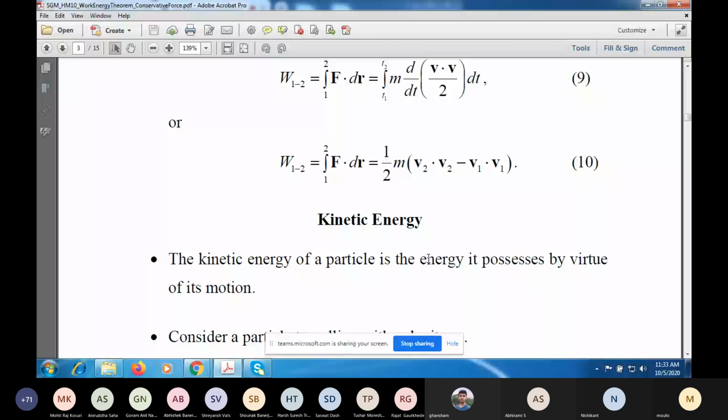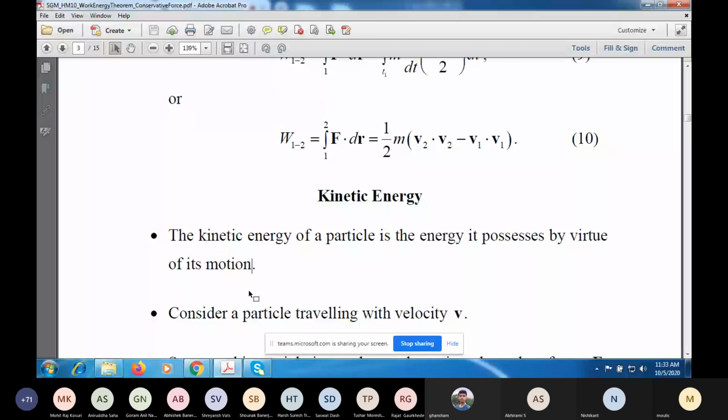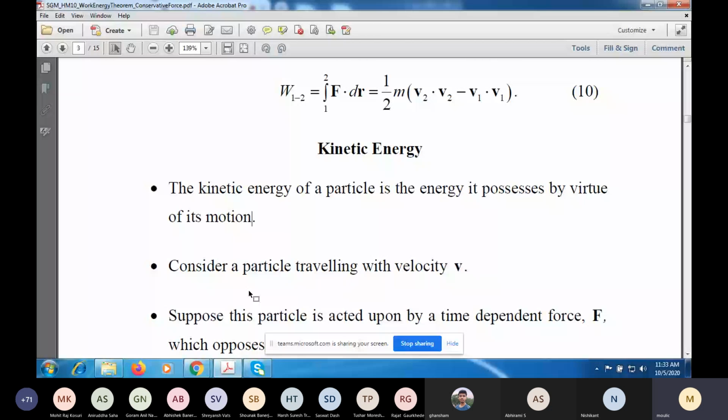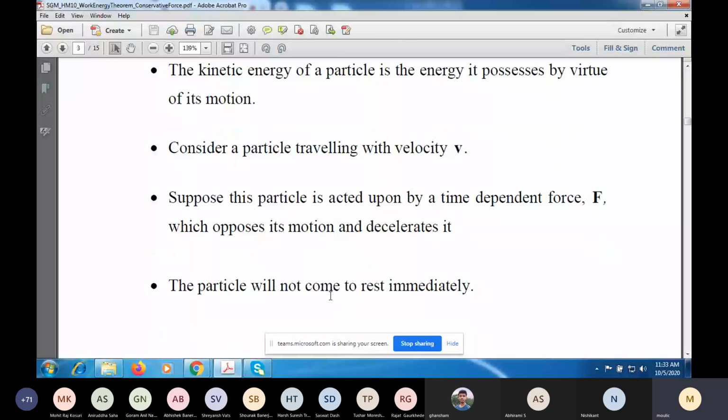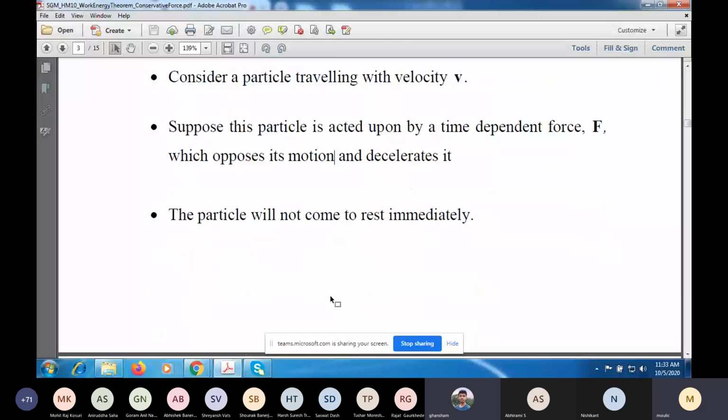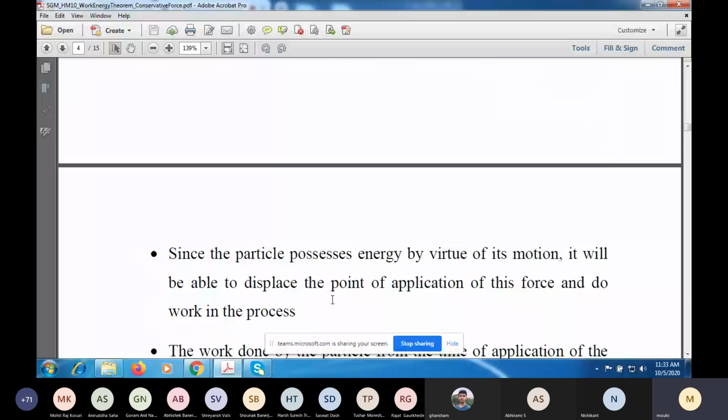Okay, now how do you quantify this? That is, what is the amount of the kinetic energy? So if you have a particle traveling with velocity v, suppose it's acted on by a force F which opposes its motion, then the particle will be decelerated to rest. But it will not come to rest immediately. Because it has energy, it will be able to displace the point of application of the force. And in the process, it will do some work.